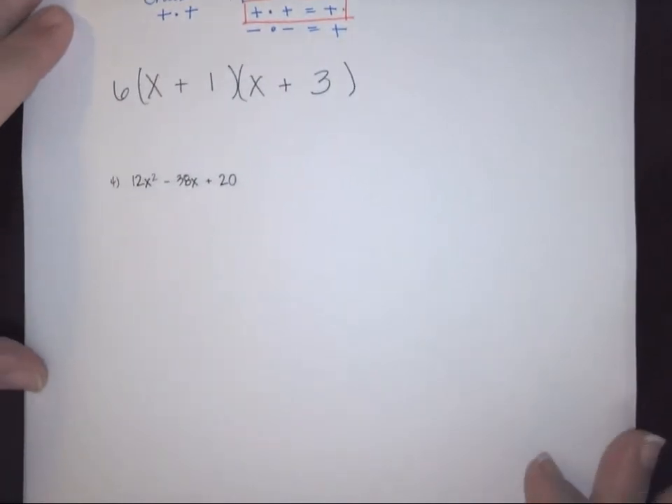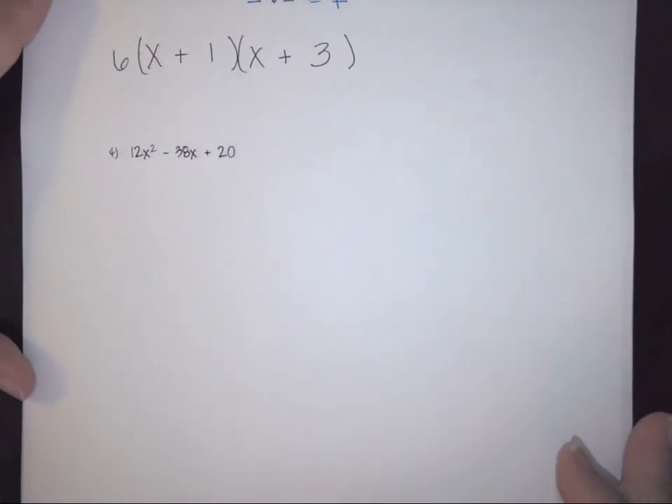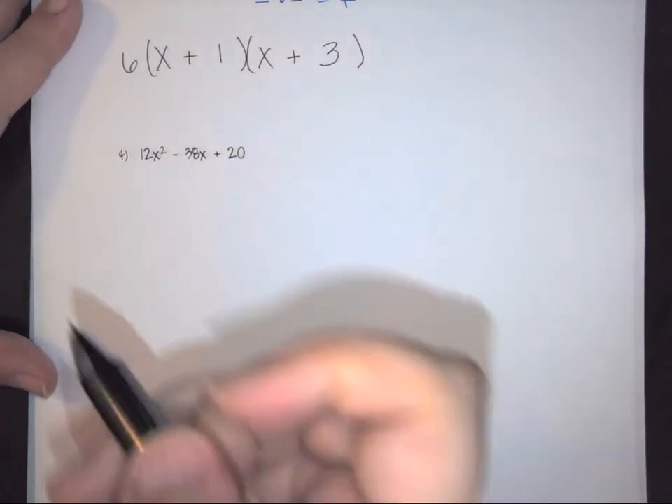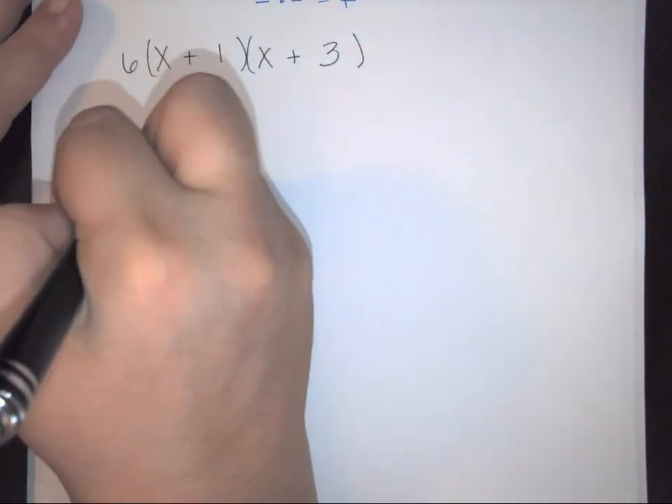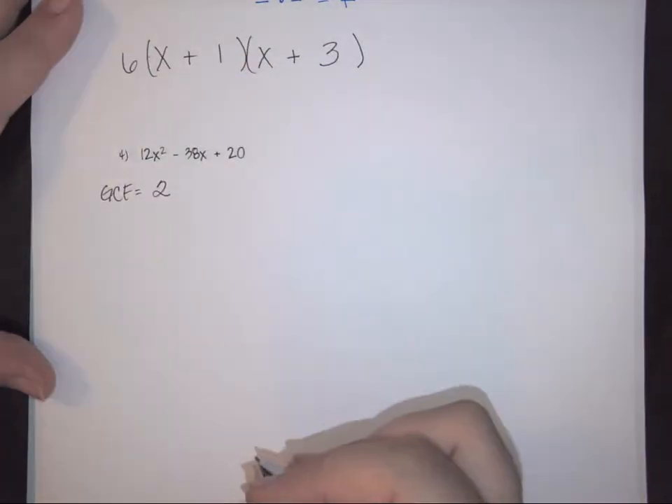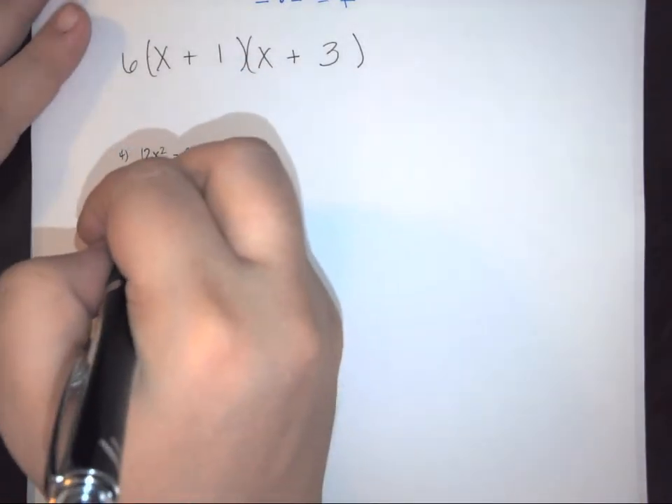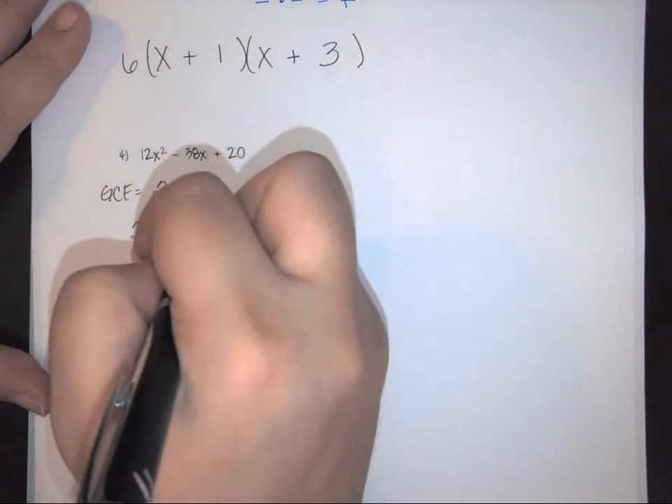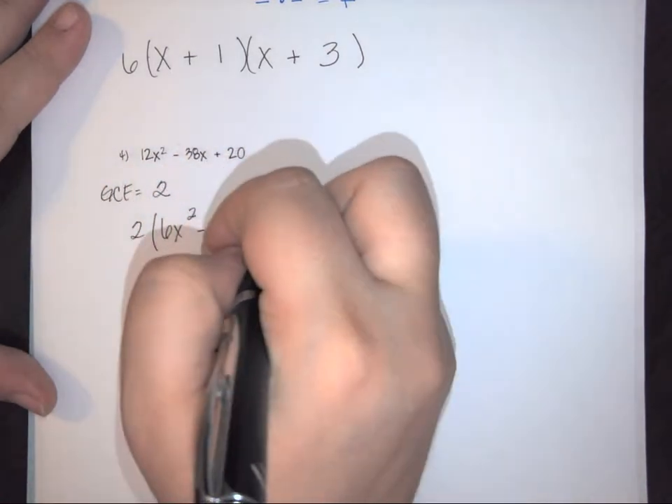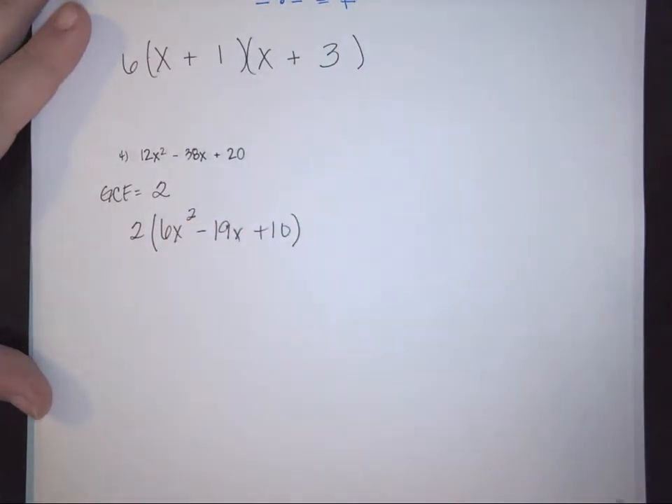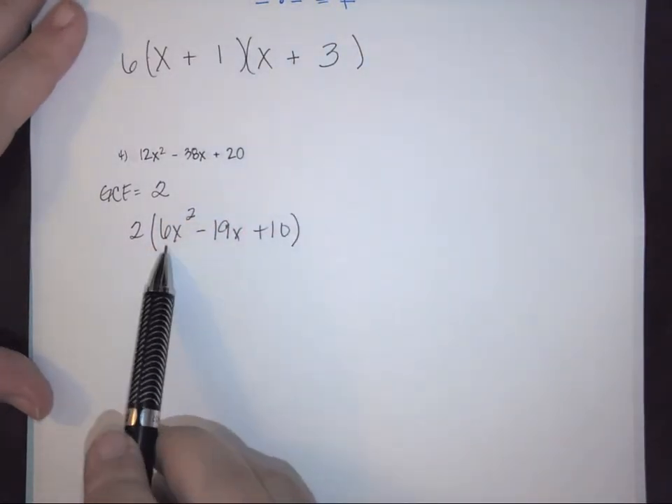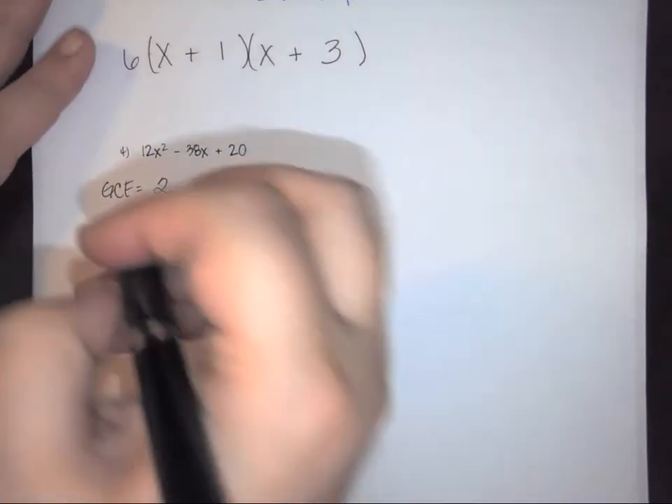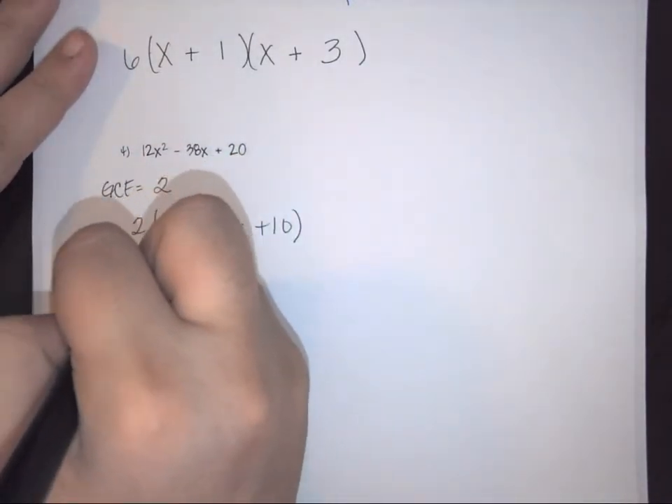Alright, let's look at another one here. So I have 12x squared minus 38x plus 20. So here I'm looking for a GCF to make it easier, and this would be 2. So I can pull that 2 out, and when I do, it's going to leave behind 6x squared minus 19x plus 10. So I have a coefficient greater than 1 on my square term, so I'm going to use the AC method idea. So bottoms up.